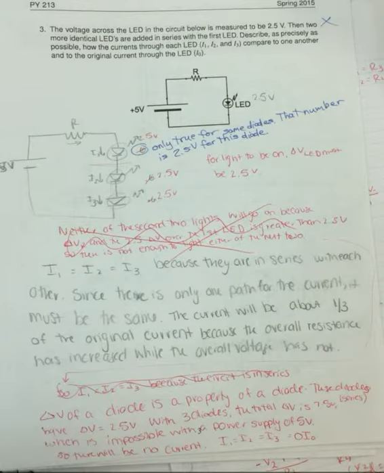Since they're in series, the current through the first one must be equal to the current through the second one, must be equal to the current through the third one, but that's going to be equal to 0 times the current through the original diode because there's no current flowing.